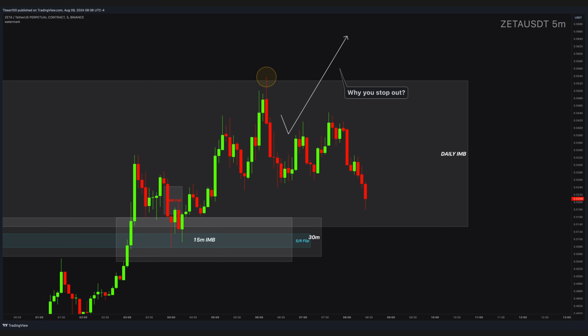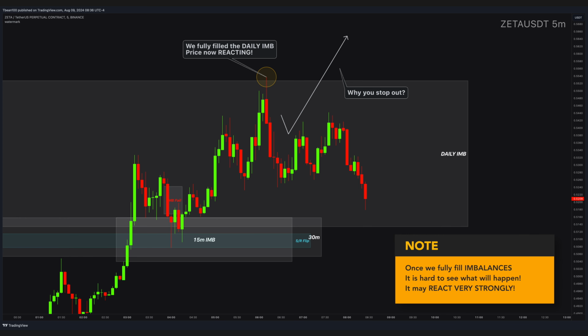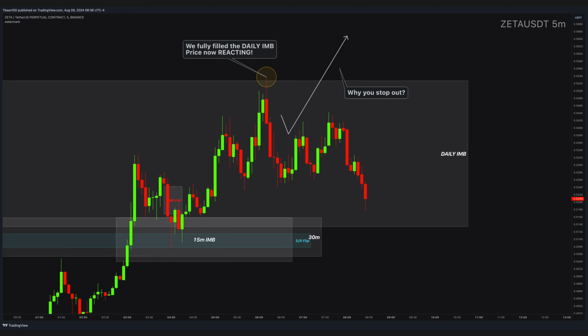Once we have fully filled the daily imbalance here, it is dangerous to take the trade. Once any kind of imbalance fully fills, it can strongly react or it may fail. We have no idea. We have to sit and watch the price action.